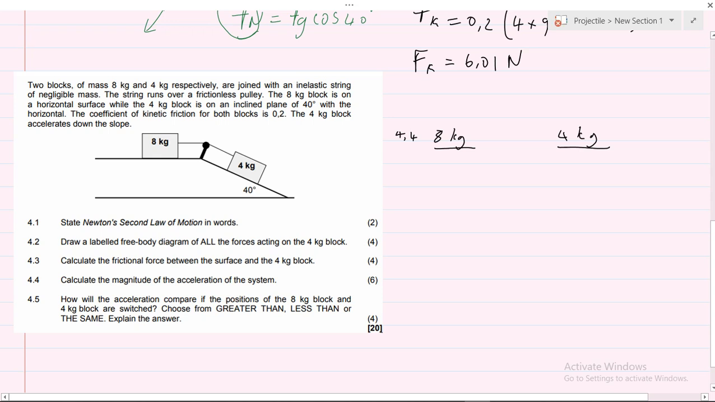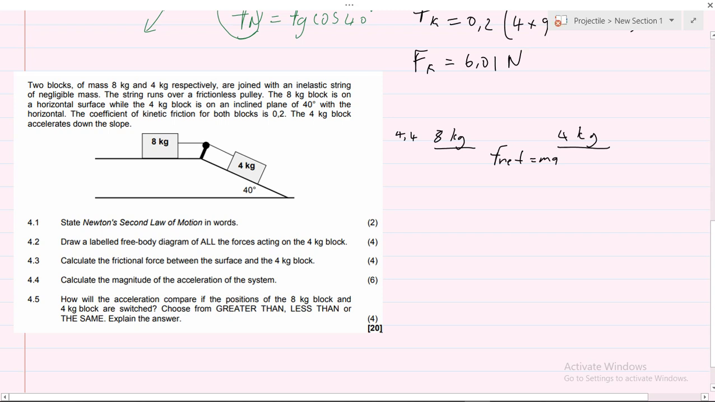So this is very simple, ladies and gentlemen. We have to apply F net is equal to MA. This is where we apply Newton's second law equation. F net equal to MA. Yes. Then let's begin with the 8 kg block.